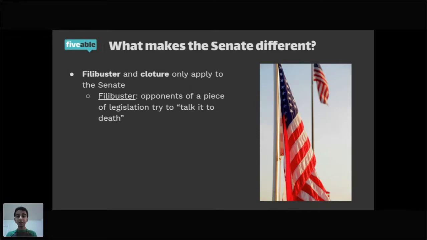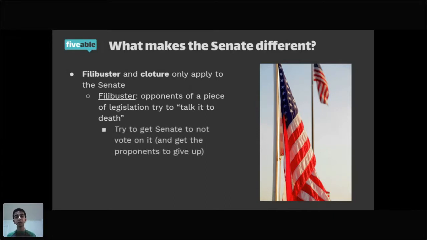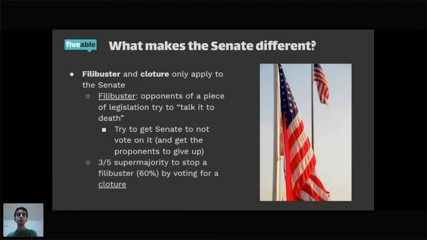And basically what needs to happen in order to stop the person from talking and talking and talking is for there to be a 3/5 supermajority vote. So if 3/5 of the Senate can agree to stop the filibuster, then it's called a cloture. A cloture, like close, is to close their mouth and stop them from talking, and the bill passes basically. So the filibuster's aim is to keep the bill from passing. The cloture, with a 60% vote in the Senate, stops the filibuster so that the bill can pass. So kind of just think about that. These two terms are always associated with the Senate.